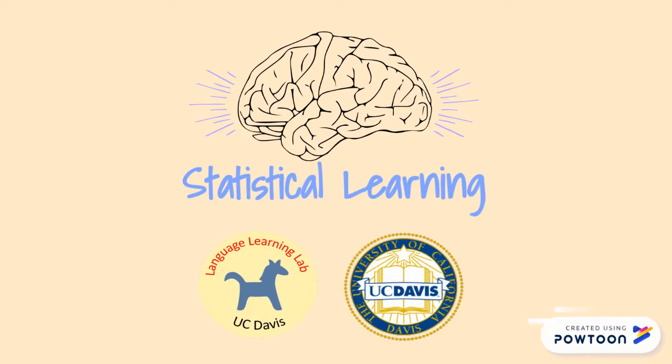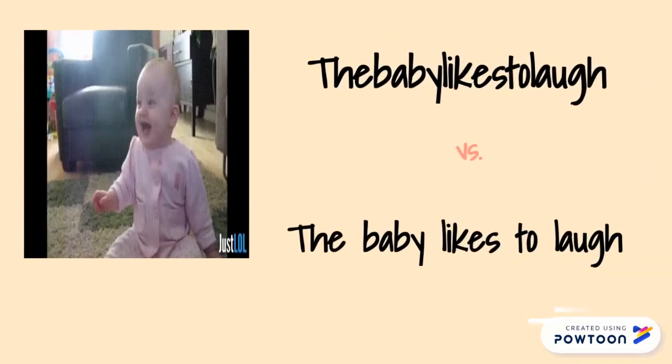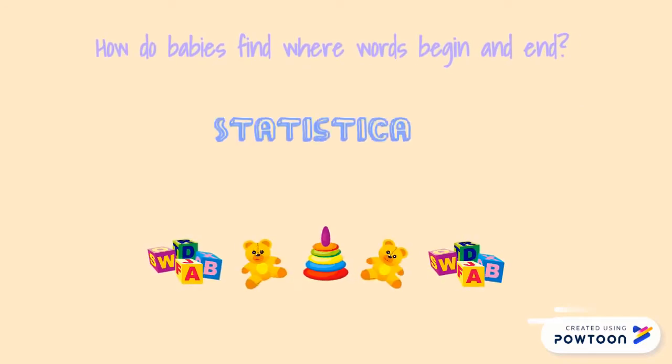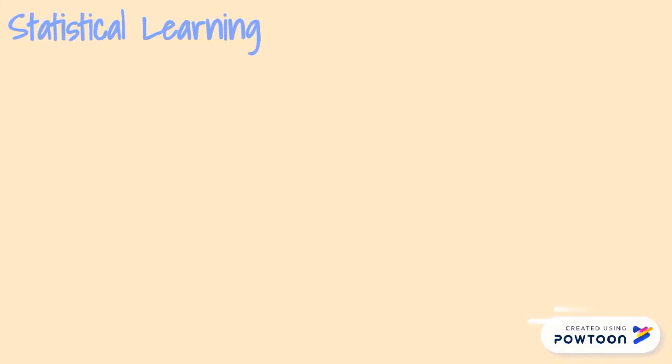Today, we want to talk to you about how babies' experience with language affects their ability to recognize patterns of speech in their environment. In other words, how do babies find where words begin and end? Previous studies show that statistical learning is a mechanism that allows infants to find individual words in continuous speech, which is an important step before acquiring new words. How exactly does this work?